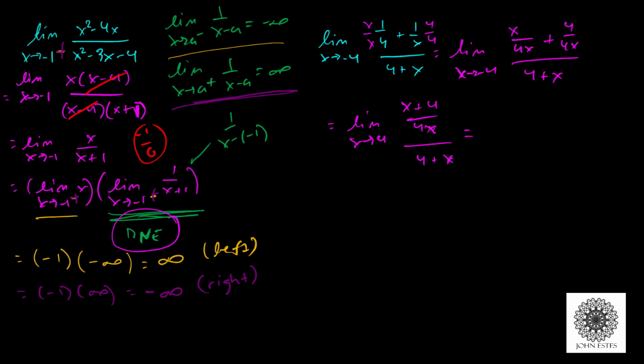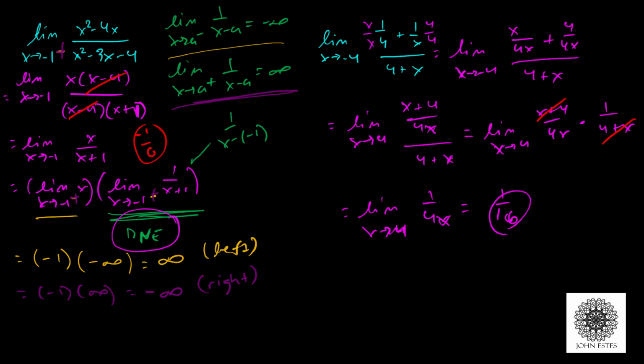Dividing by a fraction is the same as multiplying by the reciprocal. So here I end up with the limit as x approaches negative 4 of x plus 4 over 4x times the reciprocal of 4 plus x, which is 1 over 4 plus x. And now notice that these terms cancel out. x plus 4 and 4 plus x are the same thing, aren't they? So I end up with the limit as x approaches negative 4 of 1 over 4x, and negative 4 is in the domain of 1 over 4x, so I'm allowed to plug it in and end up with negative 1 over 16.